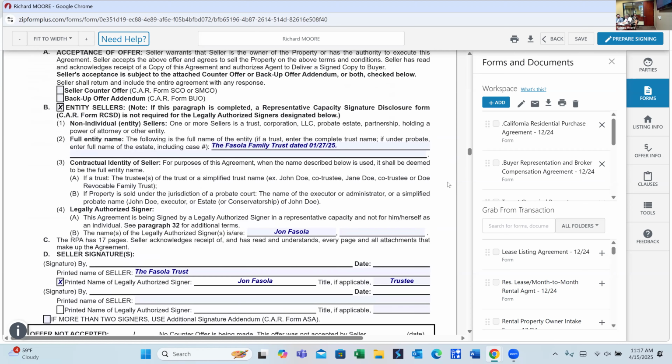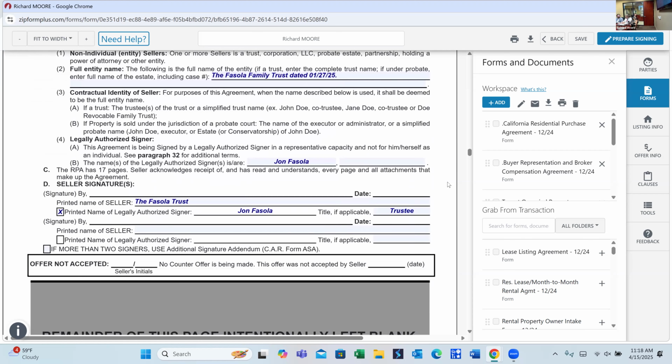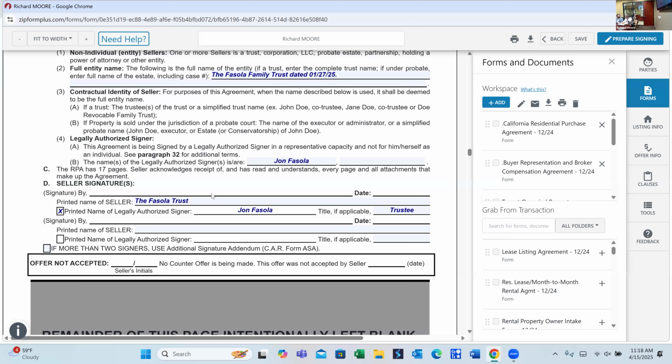And then let's just look at how we sign this. If it's just an individual buyer, it's very simple. But if it's an entity that's buying it, in this case, I said under section D, seller signatures, the Fasola Trust. And then just below that, I have John Fasola. That's the authorized signer, and his title is trustee. So knowing the title, their authority, that's all very important. And the name of it.